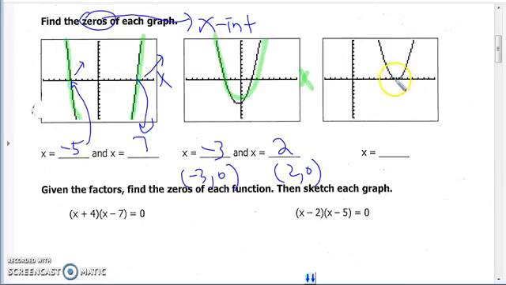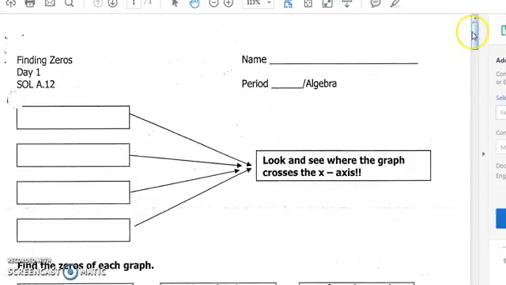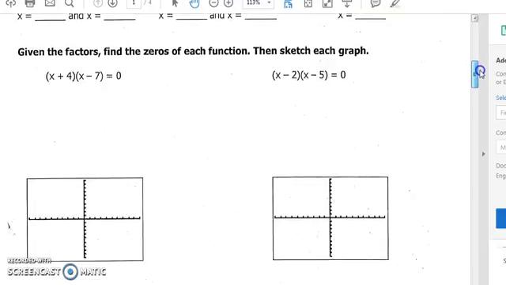Then what's this right here? You have one x-intercept there, this point. So 1, 2, 3, 4, 5, 6, 7, 8. Look at the dots. So that's 8. So your zero is 8. When I say zero, I'm talking about the x-intercept. Y is 0. So let's look at the bottom.